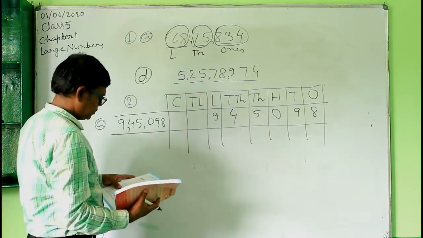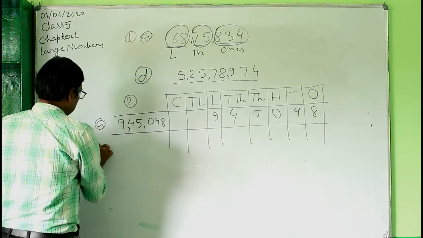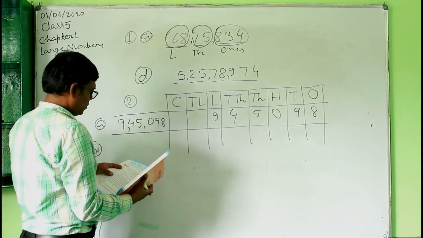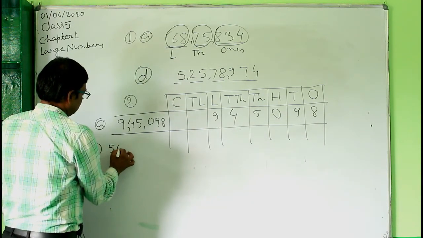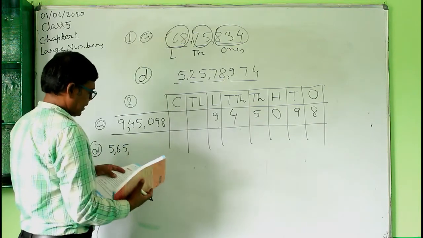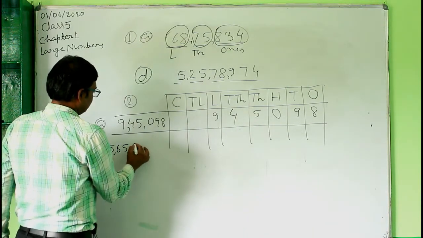And the next number is, I will take the question number D. So in this D, the number is 5 crore 65,000 54,454.